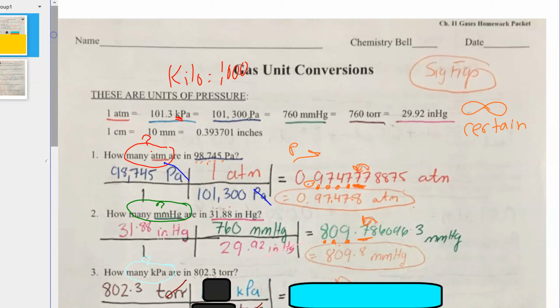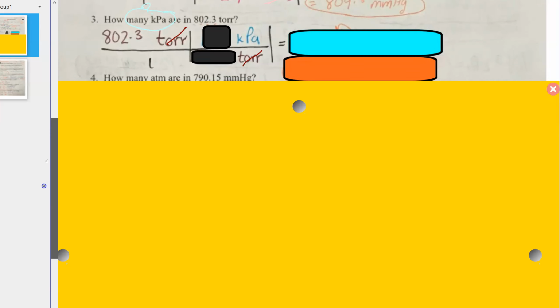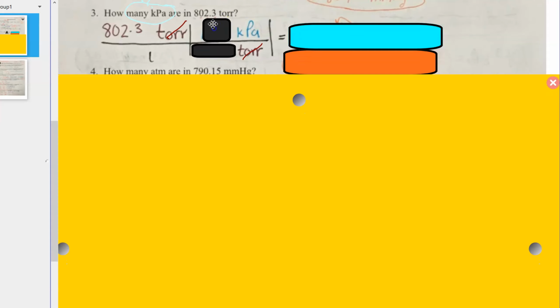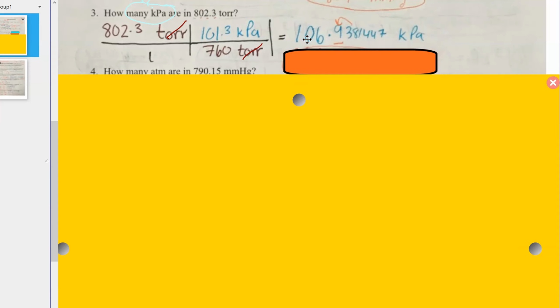So scroll up. Okay, here's my kPa number. Here's my torr number. So there are 101.3 kPa for every 760 torr. Take the tops, multiply them together, divide by the bottom. That's how you do fractions in math class. And I want you to write down your calculator answer here. Actually do it. Actually get out your calculator and do this problem, please. Did you get 106.9381447? If so, good job. Pickles is proud of you.